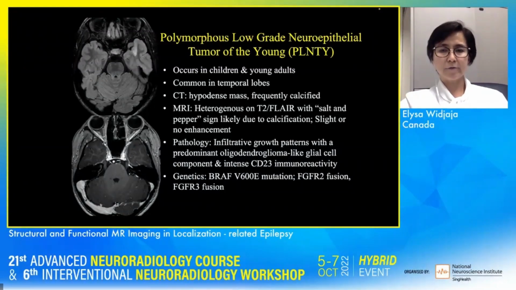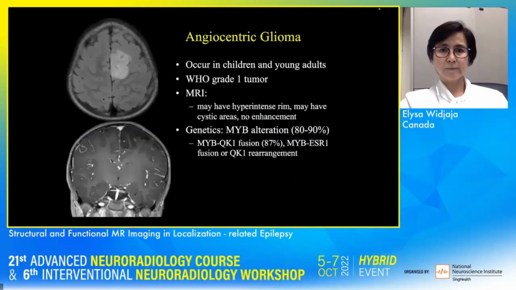On MRI, they are heterogeneous on T2 and FLAIR with a salt and pepper sign due to calcification. Usually, this tumor does not demonstrate enhancement. In terms of genetic mutation, the common mutations include BRAF mutation and fibroblast growth factor receptor fusion.